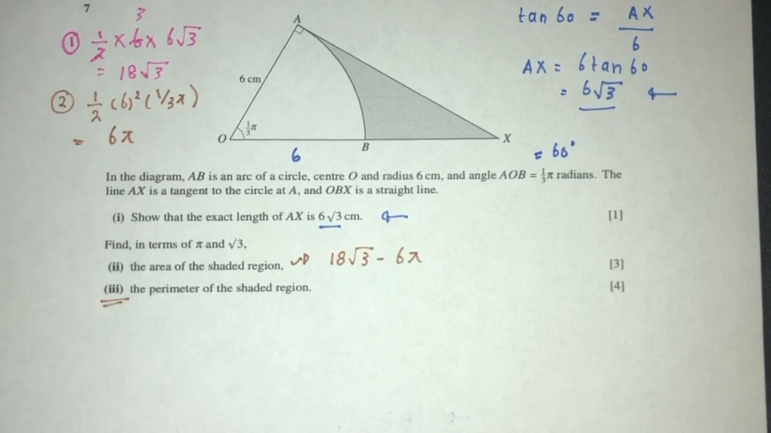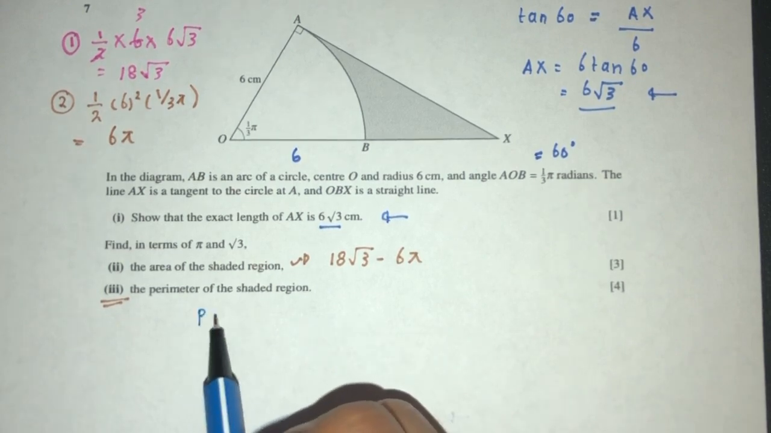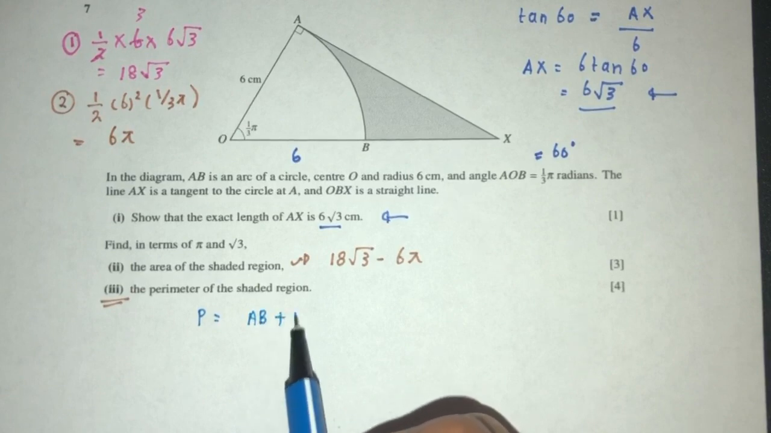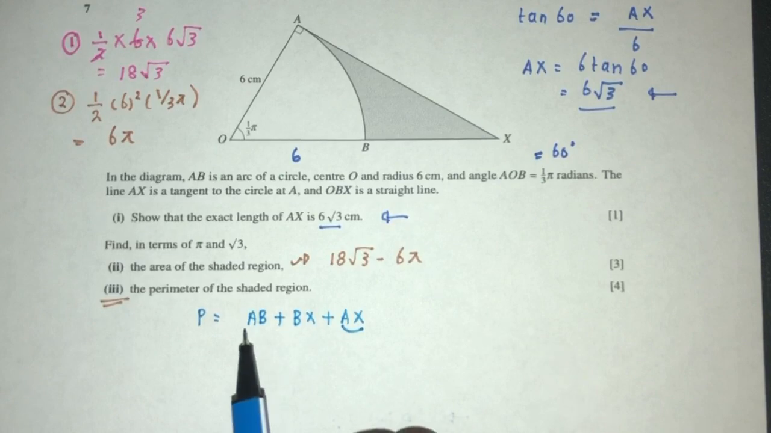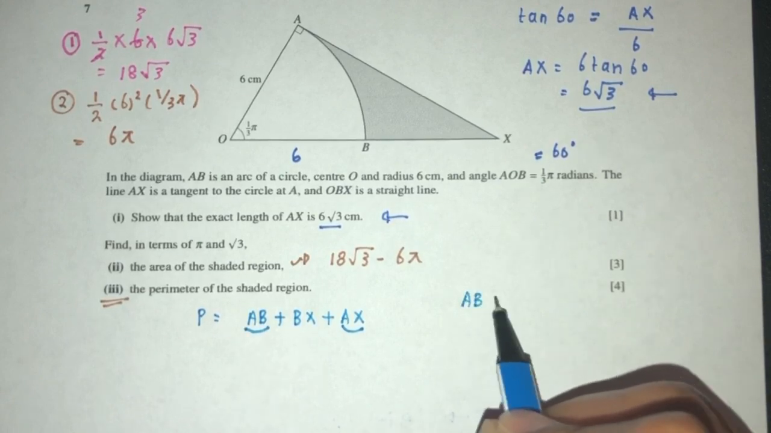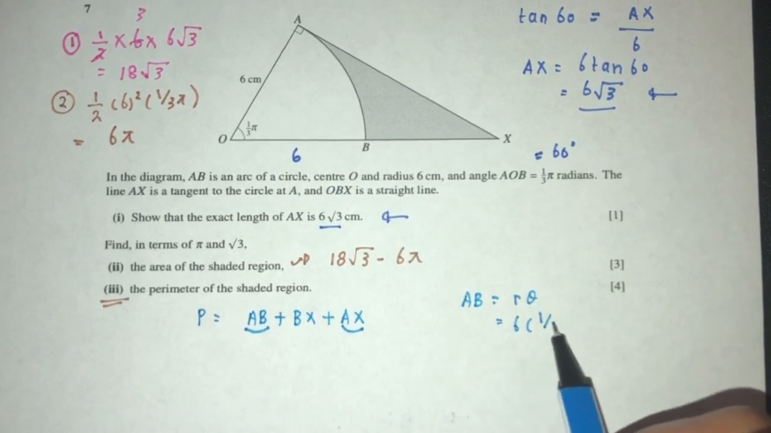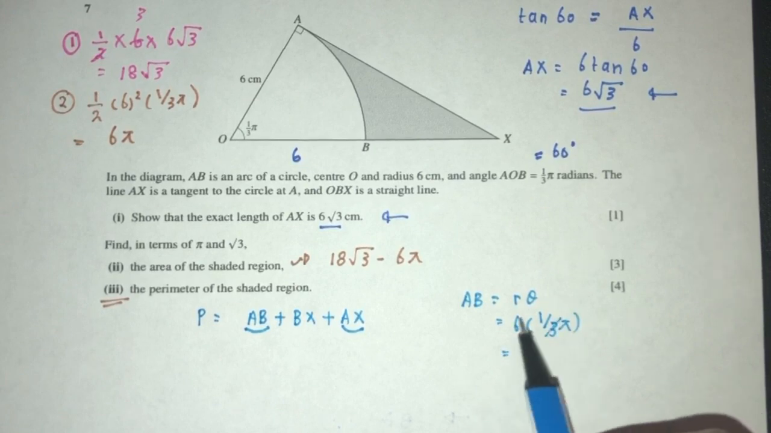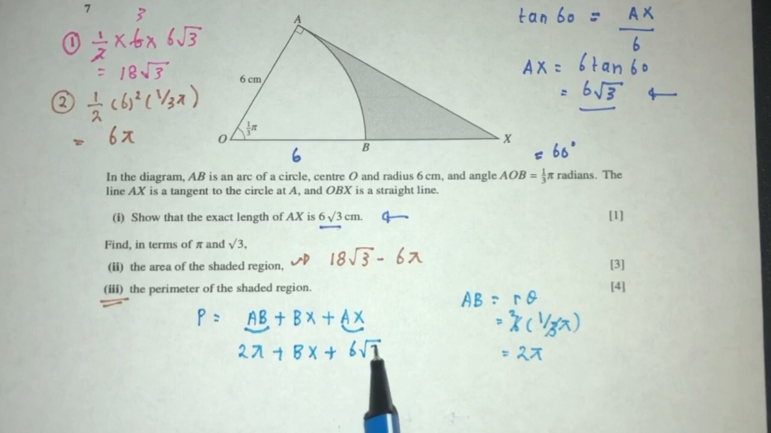Now for part 3, we have to find the perimeter of the shaded region. So by definition, it is the distance around the region we need to find. So step by step, by observation, we can see P will be equal to AB plus BX and plus AX. This we know already. This is pretty easy to find. So AB is the arc length. Arc length is equal to R times the angle, theta. So R is 6 times theta is 1/3 pi. That will cancel out to 2 pi. This is 2 pi plus BX. AX is given to you by 6√3 as seen from part 1.